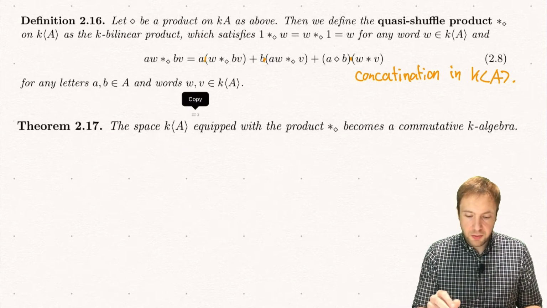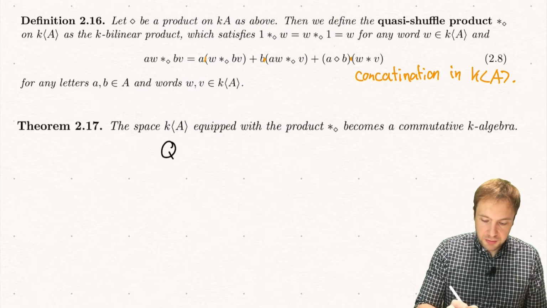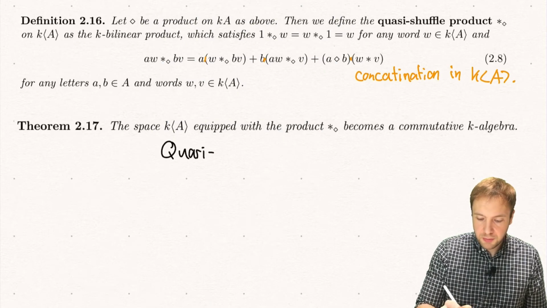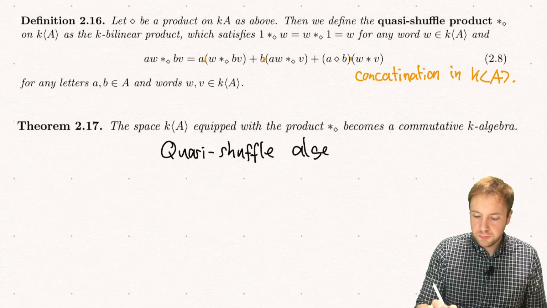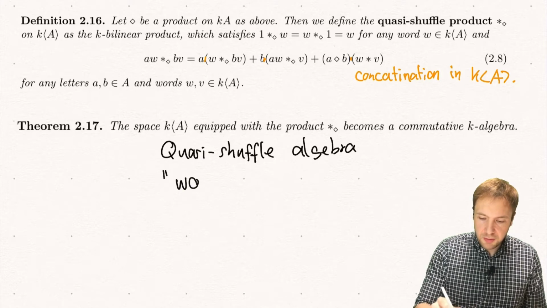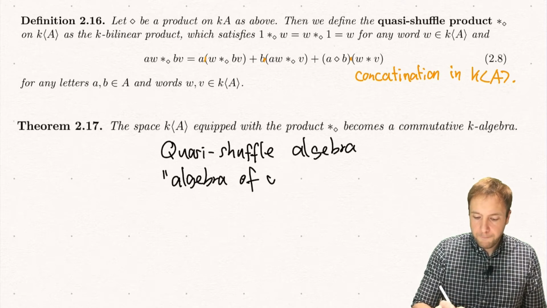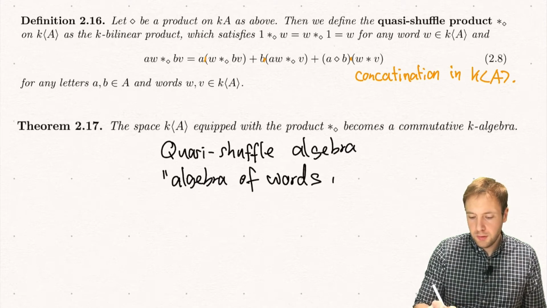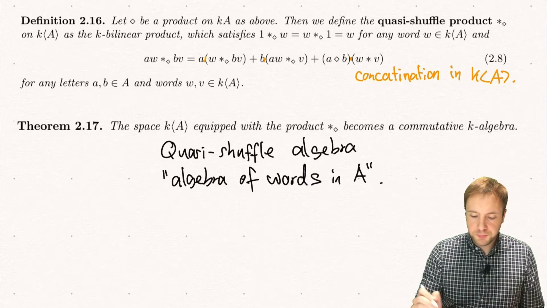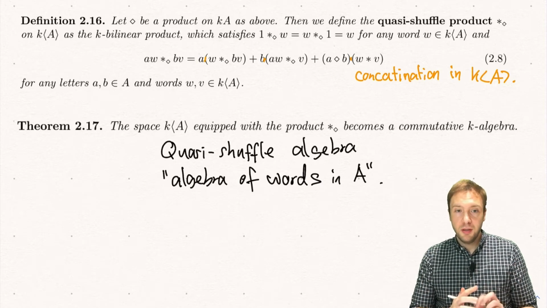And this will then be called a quasi-shuffle algebra. And you should also think of this as being the algebra of words in the letters A. So we have two algebras, the algebra of letters and the algebra of words.